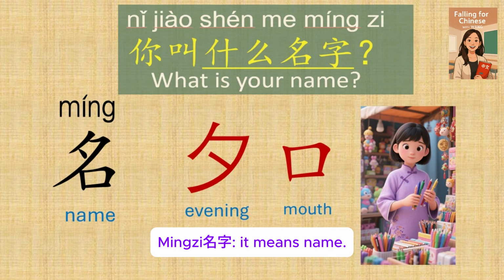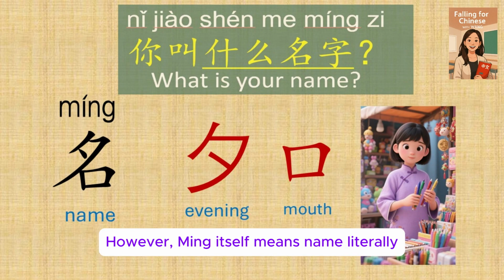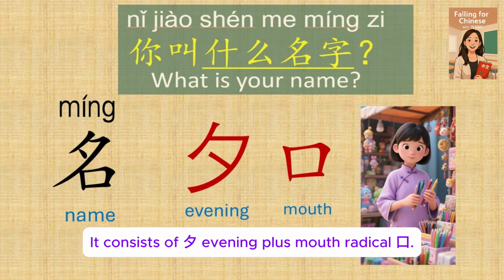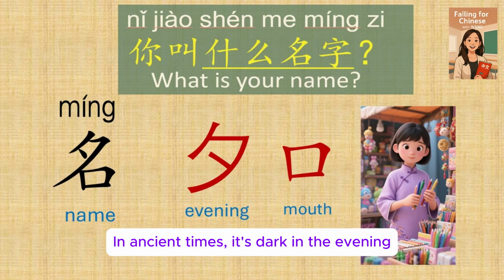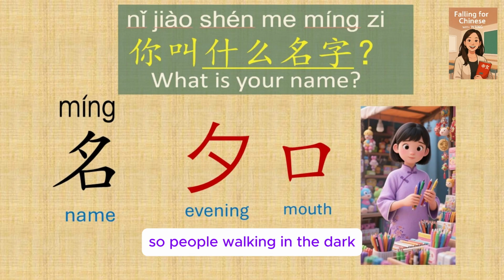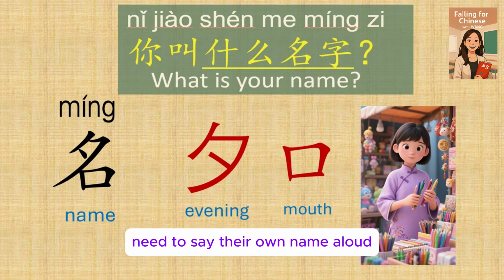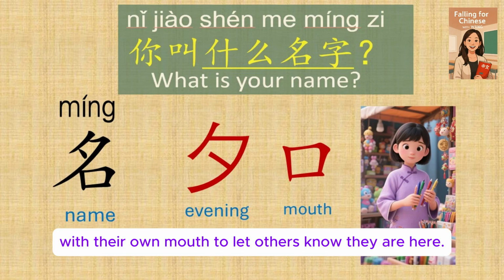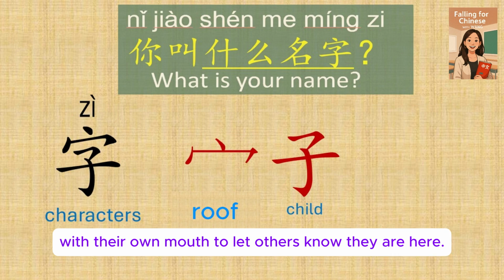名字, it means name. However, 名 itself means name literally. It consists of 夕 evening plus mouth radical 口. In ancient times, it's dark in the evening, so people walking in the dark need to say their own name aloud with their own mouth to let others know they are here.